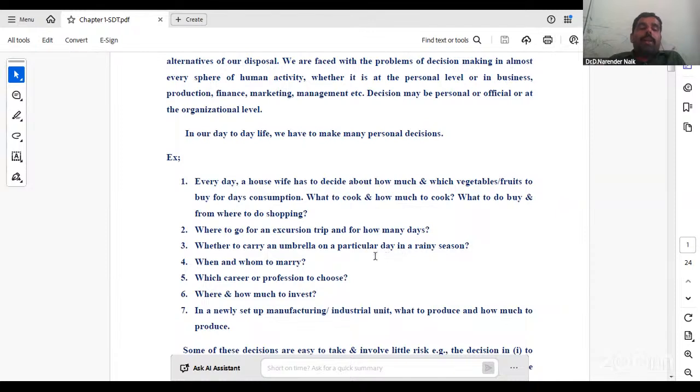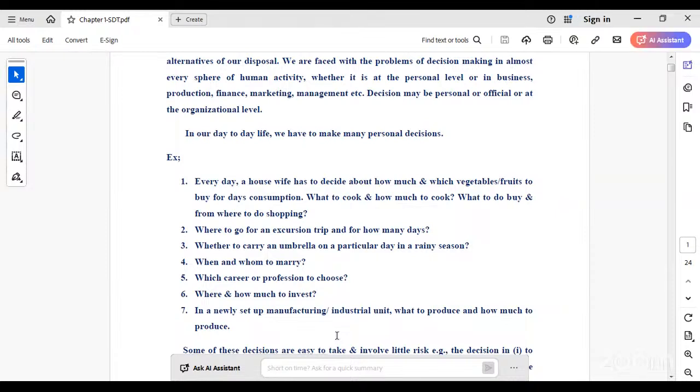Then, whether to carry an umbrella on a particular day in the rainy season. See, it is a rainy season. Rain will come at any time, anywhere. Okay, no proper timing is there for rain, which will fall on the earth. So at that time, a human should carry an umbrella. Umbrella is the safeguard for a human being here. Okay, this is also one of the best examples for decision making.